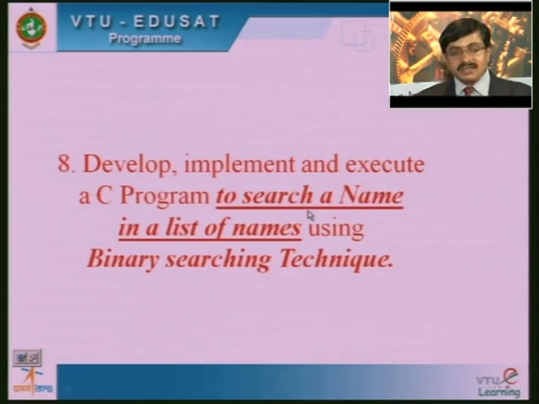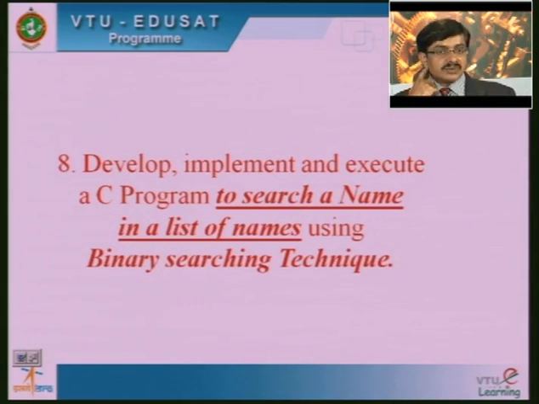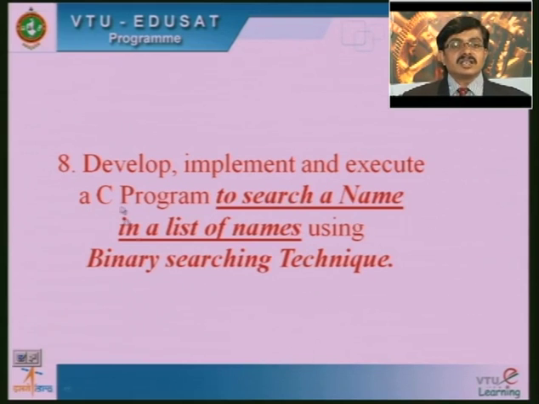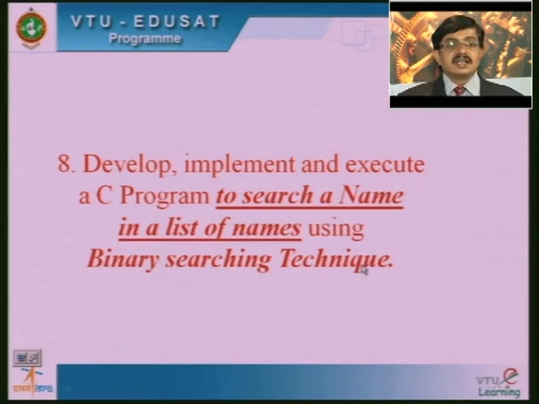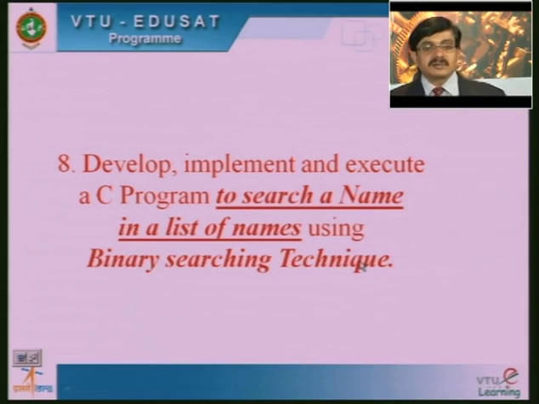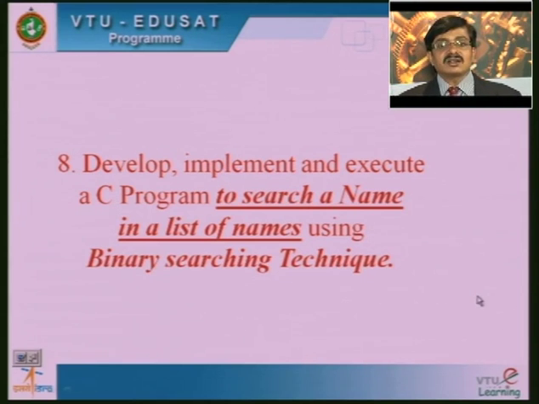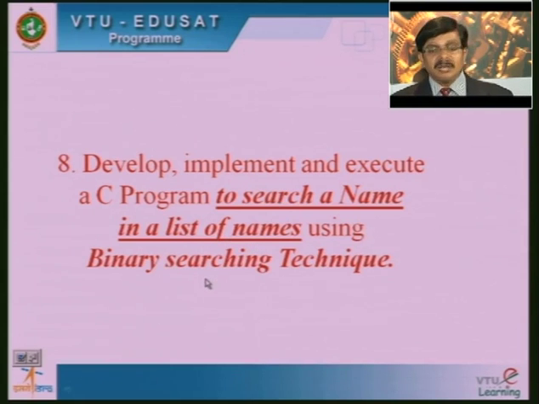Now we have the 8th lab program, which is to develop, implement and execute a C program to search a name in a list of names using the binary search technique. Here we are supposed to take the list of names and perform the binary search. We know that when using binary search, the list must be an ordered list, in increasing or decreasing order. Only then can we perform a binary search.